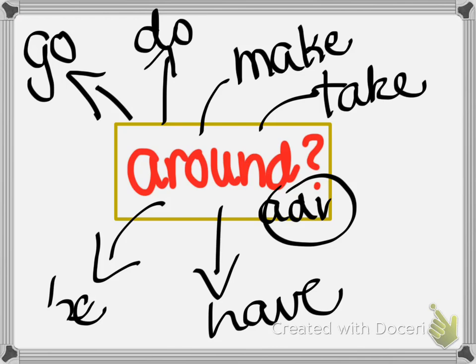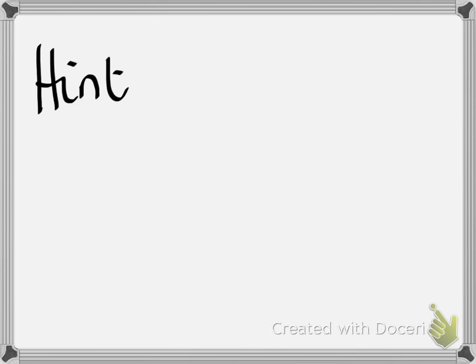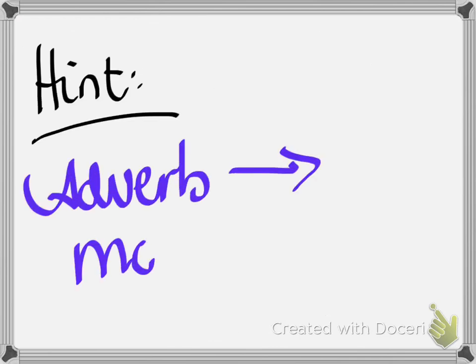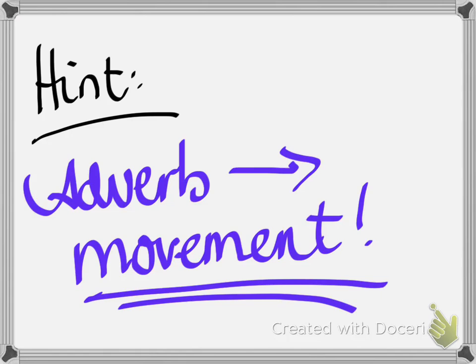Do, go, make, take, be, and have. There may be possible combinations among those, but none of them come close to the meaning of harass. And that's important because we need to preserve the idea of harass. I'll give you a hint. Adverbs are quite often used in phrasal verbs with verbs of movement. Any ideas?